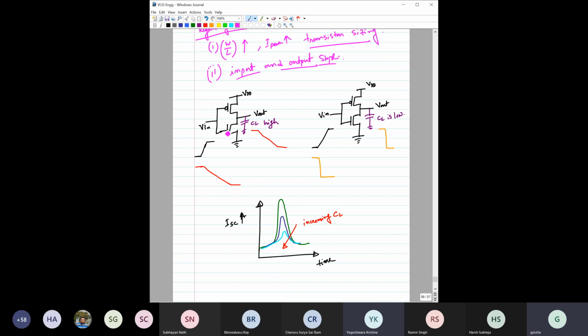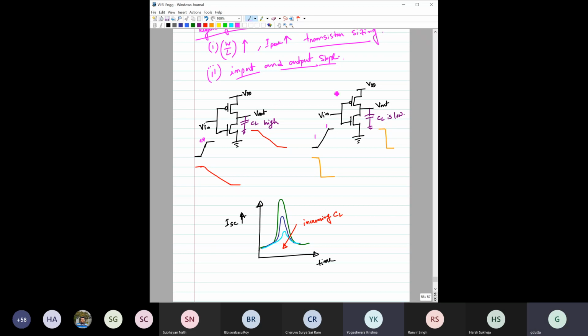Say for one case C_L is high, and in the other case C_L is low, and we are not changing anything else. Both these gates are driven by the same input. Same input means same rise time. In that case, if C_L is high, for the first case, when the input is changing from 0 to 1, the output has to go from V_DD to 0. So the change in output would be very slow because of this high C_L, right?